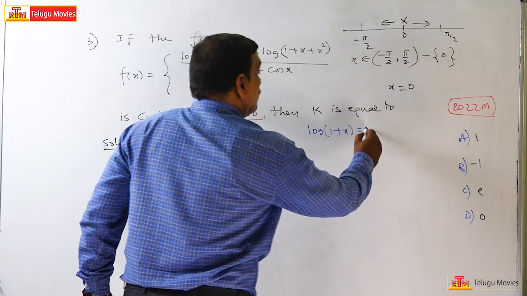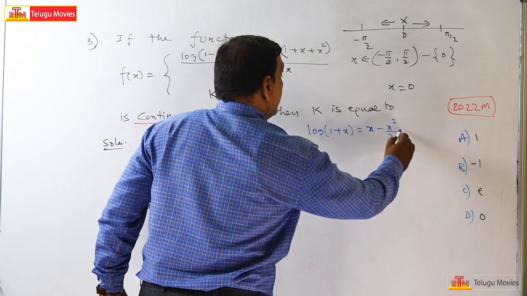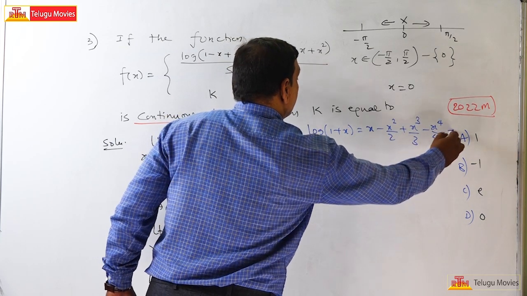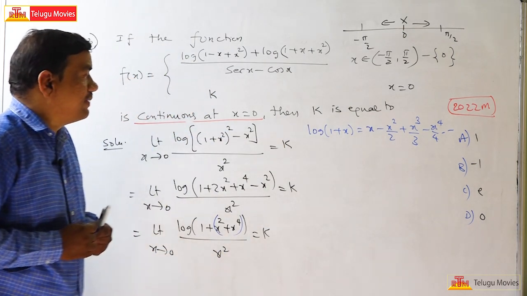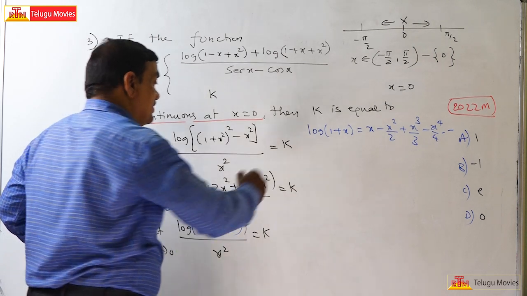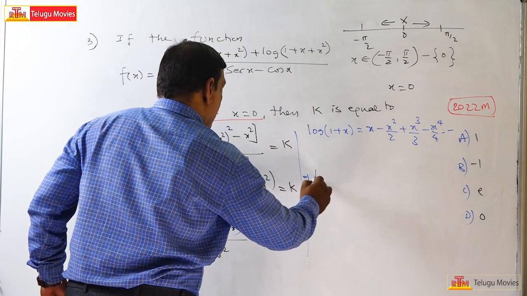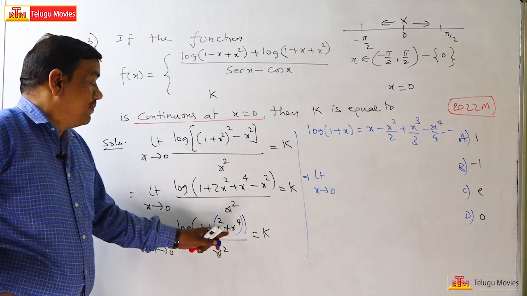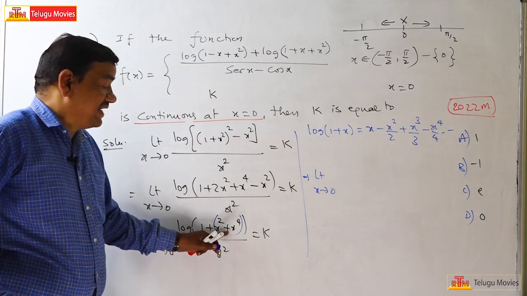So this is equal to x minus x square by 2 plus x cube by 3 minus x4 by 4 plus, and so on to infinity it will go. That is the expansion of log of 1 plus x. So write the expansion of this. Let us write the expansion here: limit x tends to 0 log of 1 plus x. 1 plus x means what?